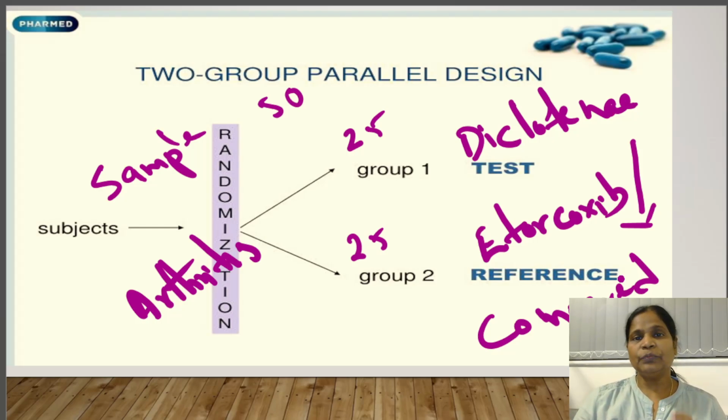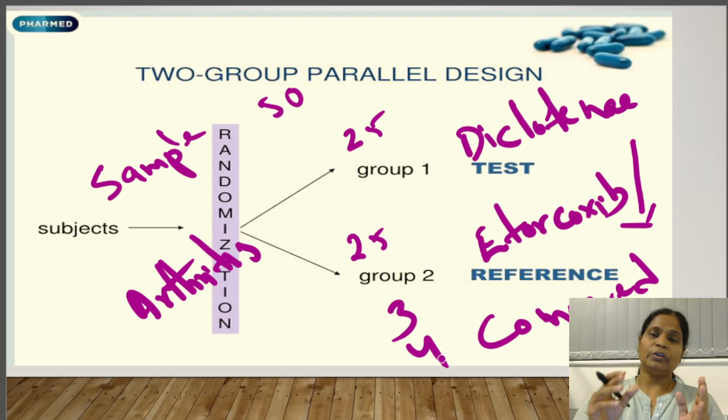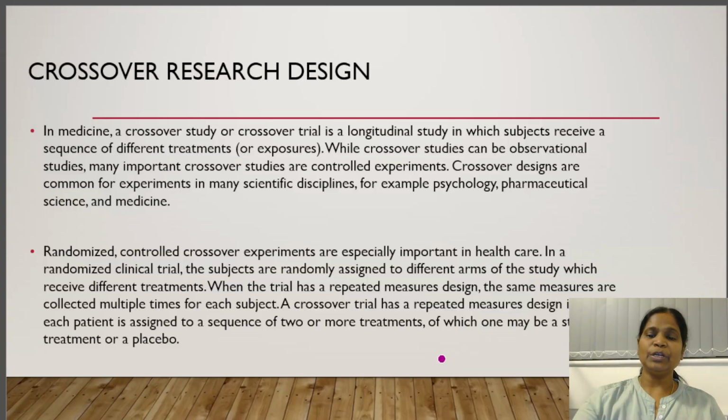So we have just taken a sample with two groups. Sometimes there might be 3 groups or 4 groups, or the treatment might be different, so each group is given different drugs. This is how parallel group design is useful, especially in experimental studies and clinical trials. I hope you have understood. Next, coming to crossover design.